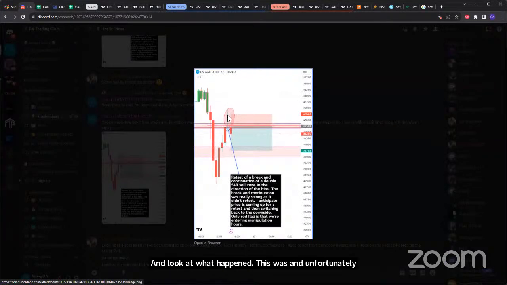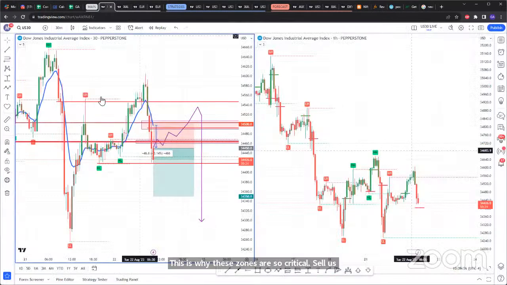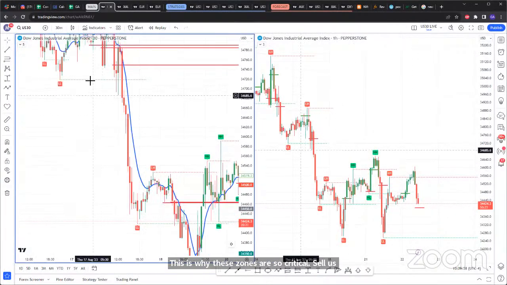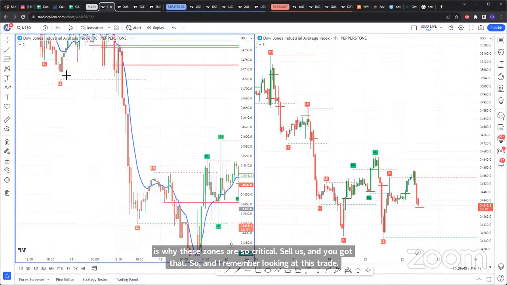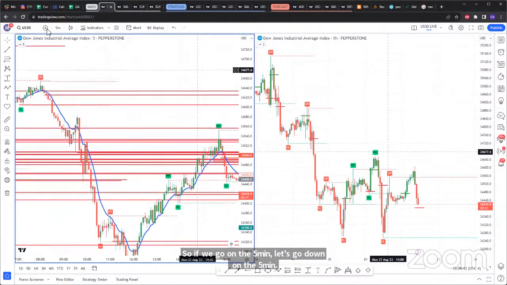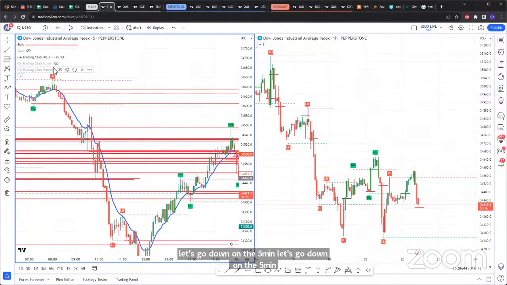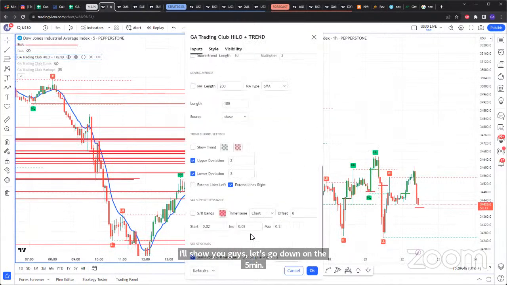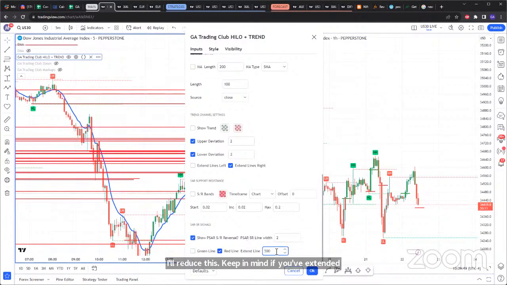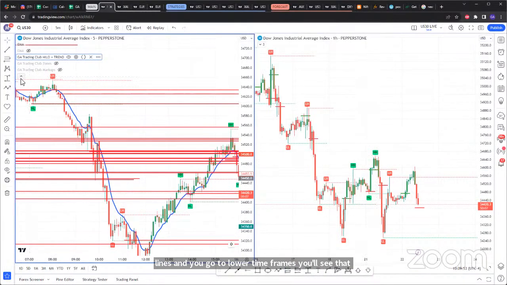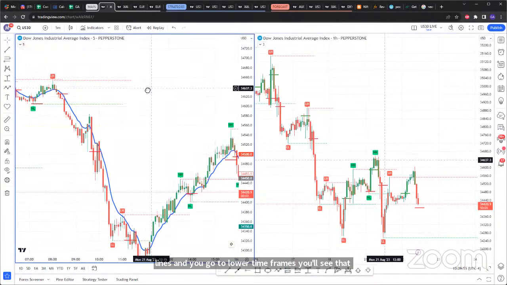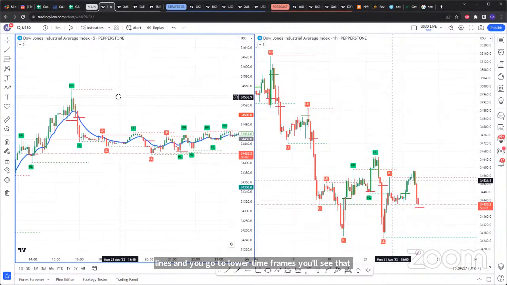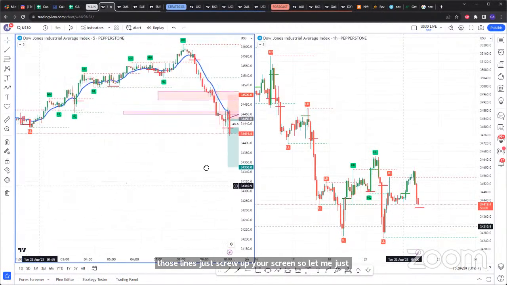Look at what happened. This is why these zones are so critical. Sellers stepped in and you got that. I remember looking at this trade. So let's go down to the 5 minute, and I'll show you guys exactly when that trade validated, and I'll reduce this. Keep in mind, if you've extended your lines and you go to lower time frames, those lines just screw up your screen. So let me reduce this and show you. It was this trade right here.